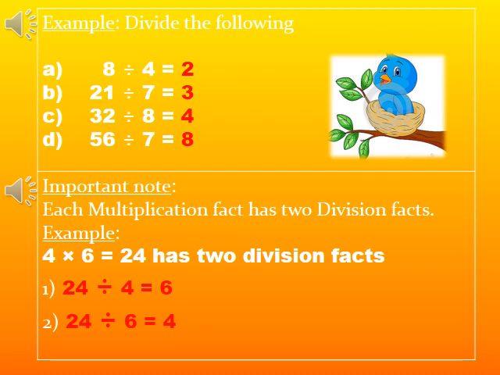Look at the important note. Each multiplication fact has 2 division facts. Let's see the example. 4 into 6 is equal to 24. And this multiplication fact has 2 division facts. First will be 24 divided by 4 is equal to 6. And second, 24 divided by 6 is equal to 4.